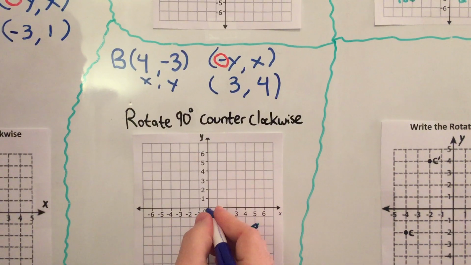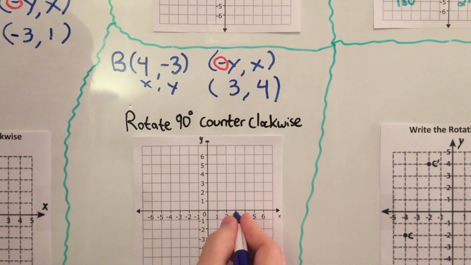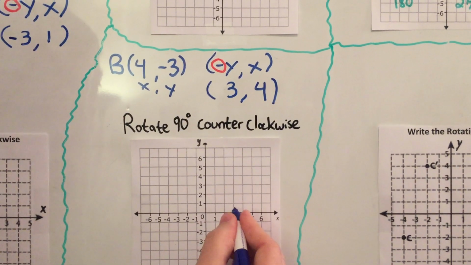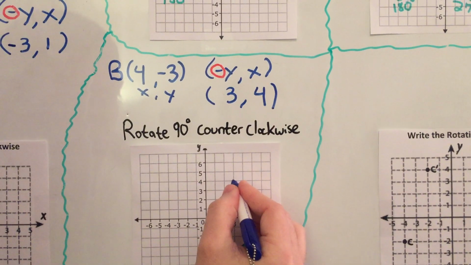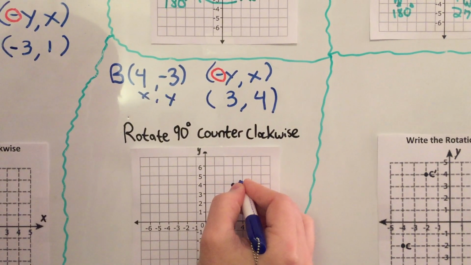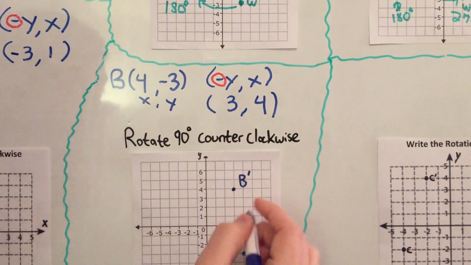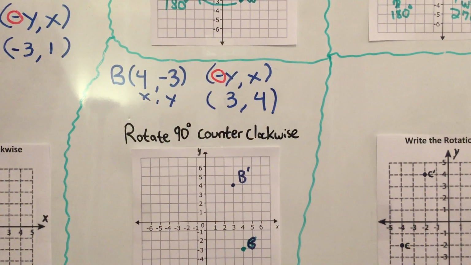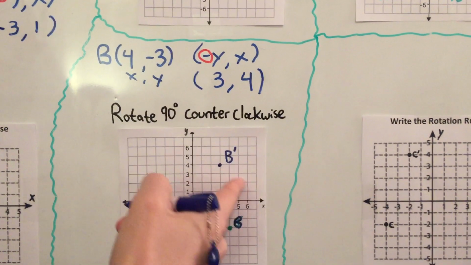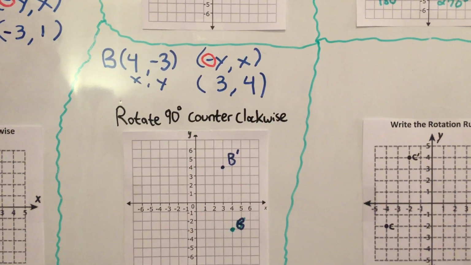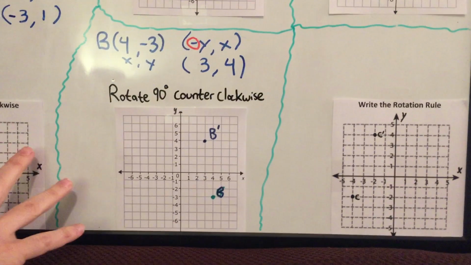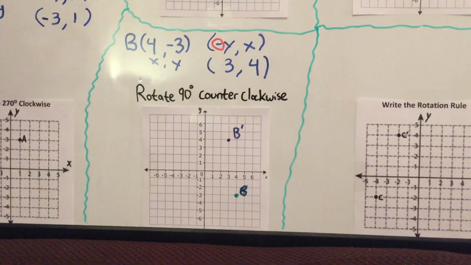Now I'm going to go to my graph. I'm going to go to 3, and then I'm going to go up to 4 right here. And now I'm going to put B prime because B prime represents my new image. So B moved up to B prime right there, and that would be it. So that is how you're going to rotate 2 points.